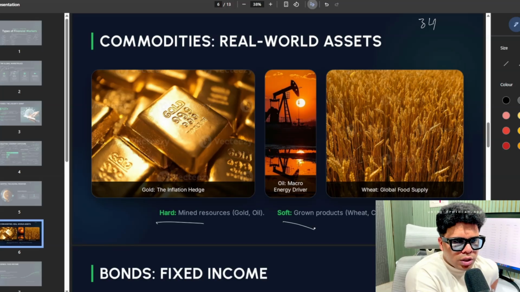Okay, gold, silver, oil, copper, these are the things we do the mining for. The next one is soft commodities, like wheat, coffee, rice, barley. These are agricultural products grown by farming. These are the two commodities we can trade in markets.